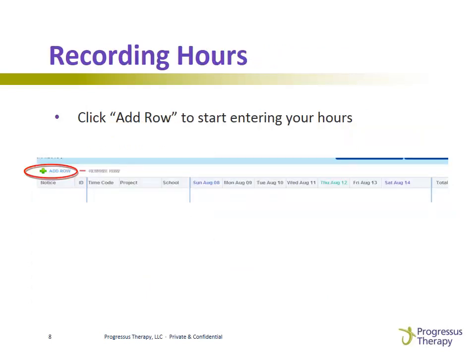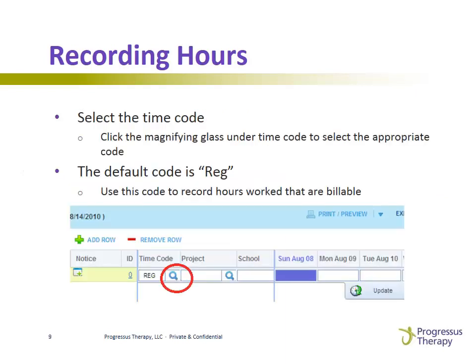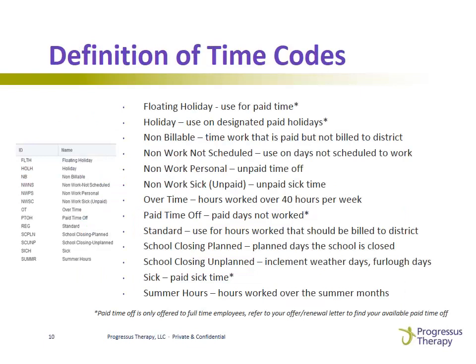Recording hours. Click Add Row to start entering your hours. Select the time code. Click the magnifying glass under the time code to select the appropriate code. The default code is reg. Use this code to record hours worked that are billable. Below is a list of all the time codes. The most commonly used one is reg.